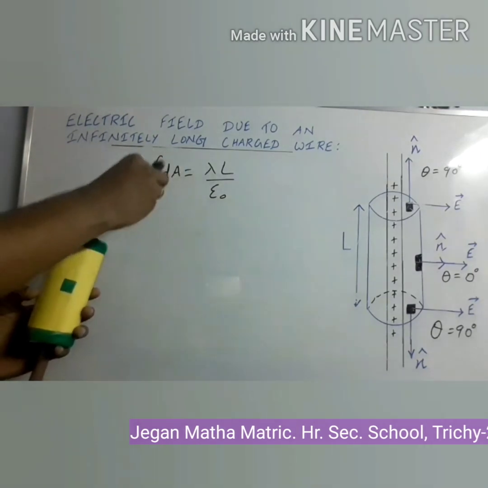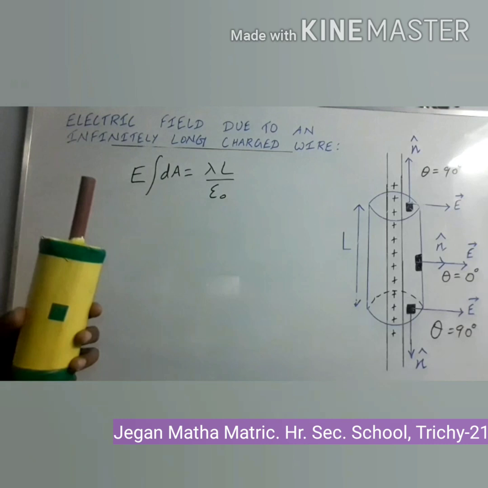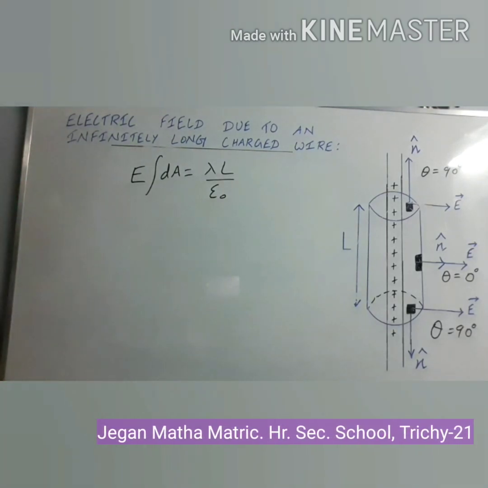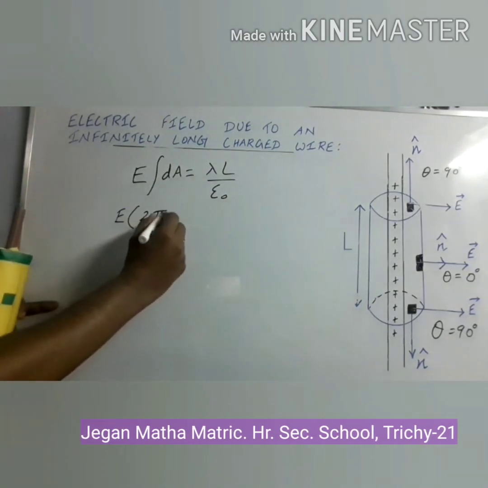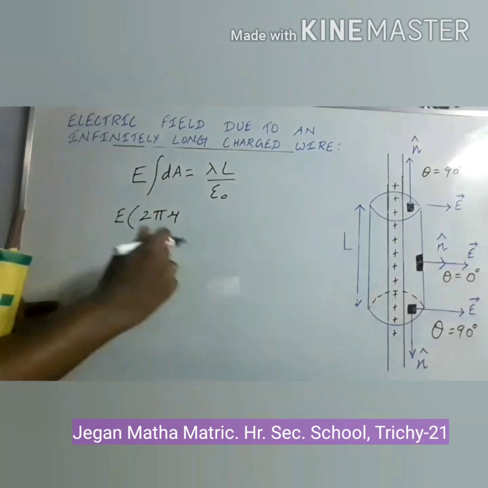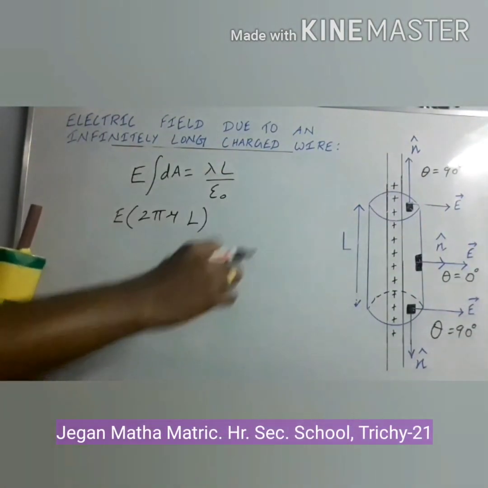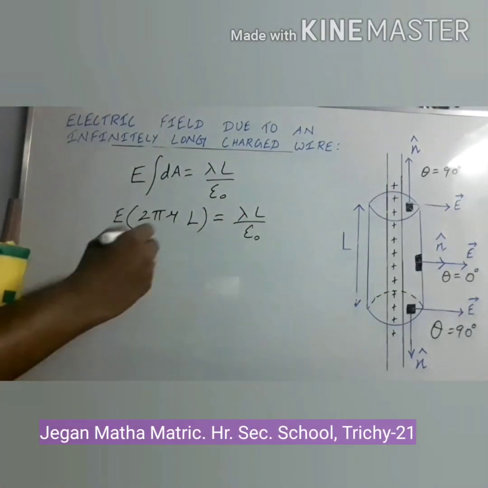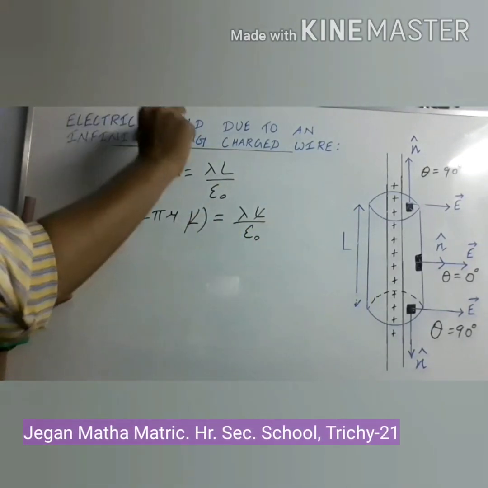Suppose you integrate the small surface, you are going to get the entire area of the curved surface. So what is the formula for the curved surface of a cylinder? It's 2 pi r into L, where r is the radius of that cylinder and capital L is the length of the cylinder. That is equal to lambda L by epsilon naught. Here you can cancel the L, it's a common factor. You are going to find the electric field only.